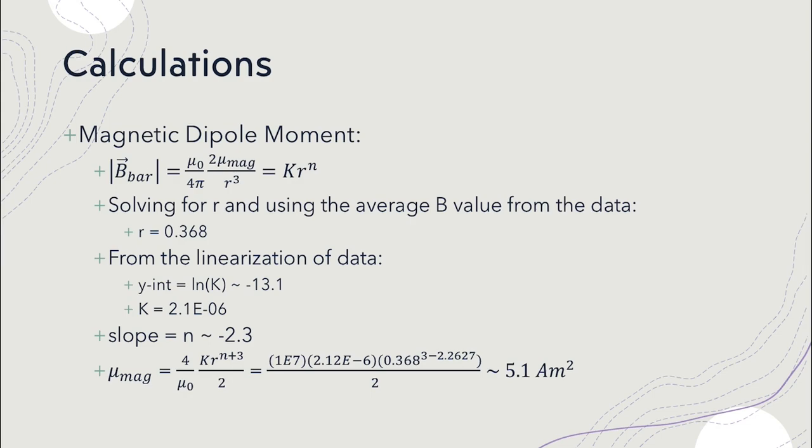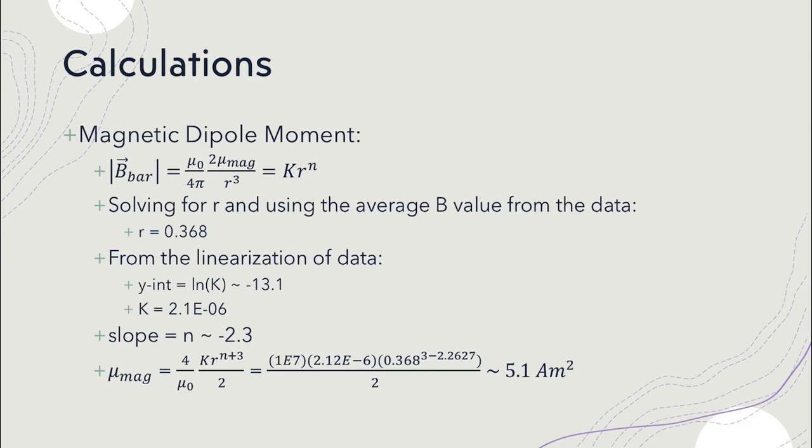Using the equations that we discussed in the core concepts section, we can find the magnetic dipole moment. First, we must solve for r, and in our case, we had an r value of around 0.36. From the linearization of the data that we found in the graph, k is roughly 2.1 times 10 to the negative 6, and the y-intercept was found to be at around negative 13.1. Further, the slope was found to be around negative 2.3. These were all found by calculating the value of e raised to their respective values in the graph.